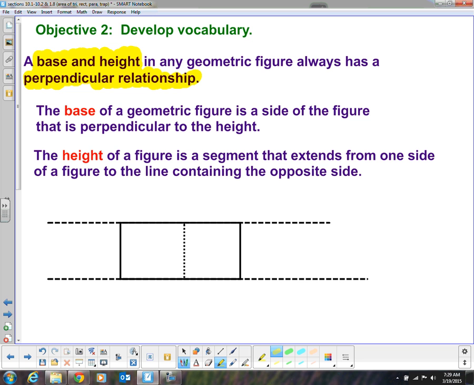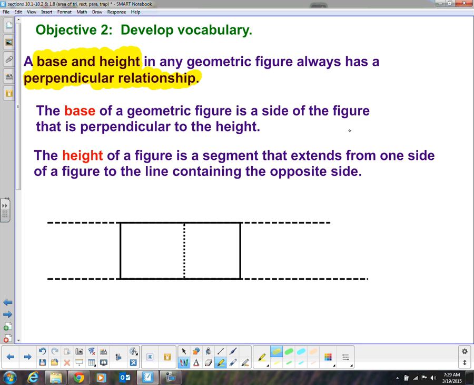What's the relationship between a base and a height? Perpendicular. What's the relationship between a base and a height? Perpendicular. Brittany Norwood? Perpendicular. You've got to know this. This makes everything from here on out for the rest of the content easy.